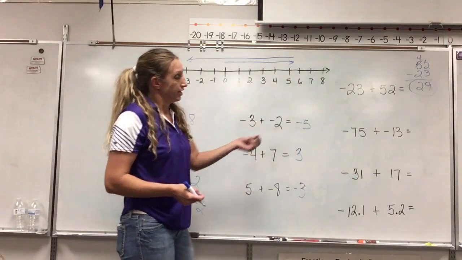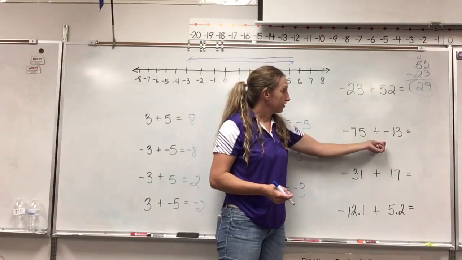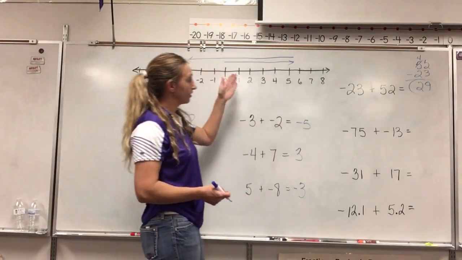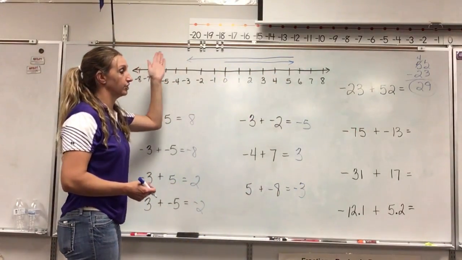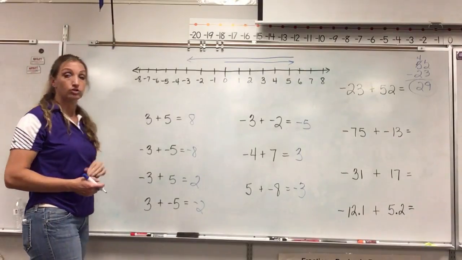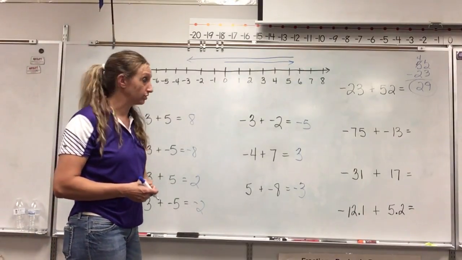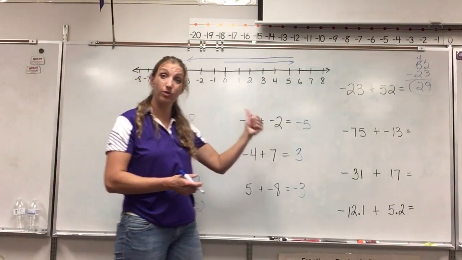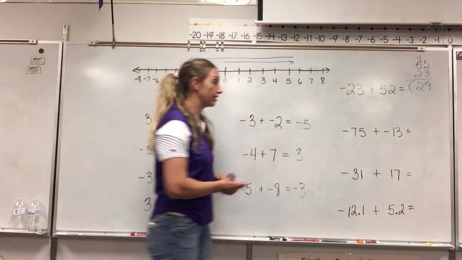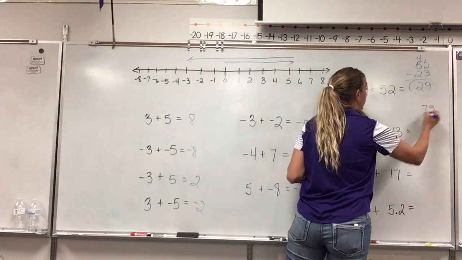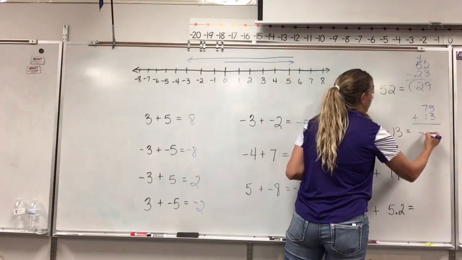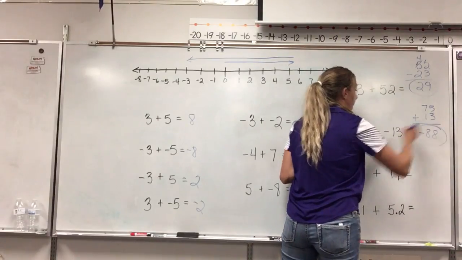Okay, negative 75 plus negative 13. So negative 75, I go to the left, plus a negative 13, I go to the left again. So my arrows are going in the same direction, so I can just add these two, but I'm going to the left, so that's going to be a negative answer. So 75 plus 13 is negative 88.